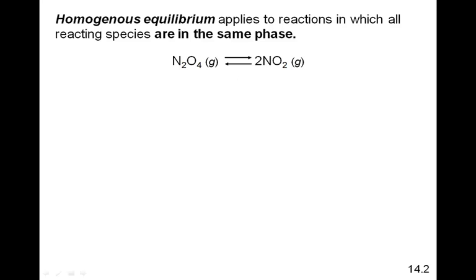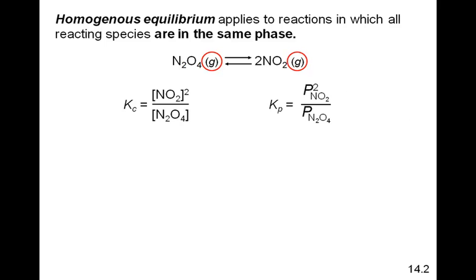Homogeneous equilibrium applies to reactions in which all the reacting species are in the same phase. For example, both of the substances in this process are gases. So K sub C is equal to the concentration of NO2 squared over the concentration of N2O4.